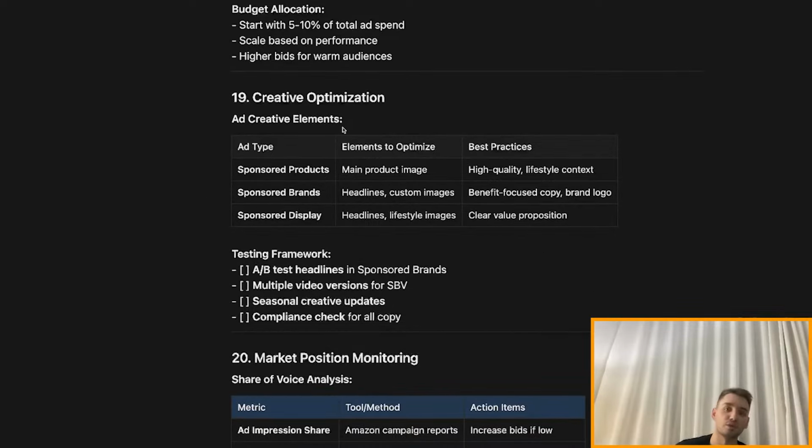So creative optimization, my only point here is you can read this document, but when it comes to seasonal holidays, I really suggest you update your creatives so that they actually look like, say it's Christmas outside, it looks like Christmas, New Year, Valentine's. I'm going to link a video here, one of those videos on how to update your Christmas creatives and the kind of results you can get with updated creatives.